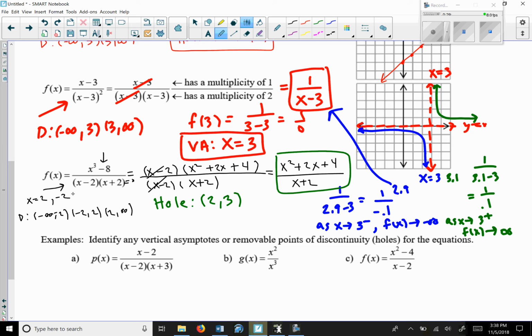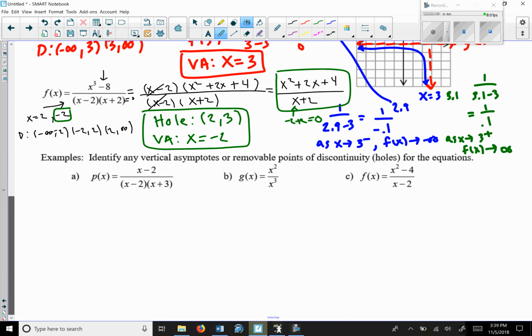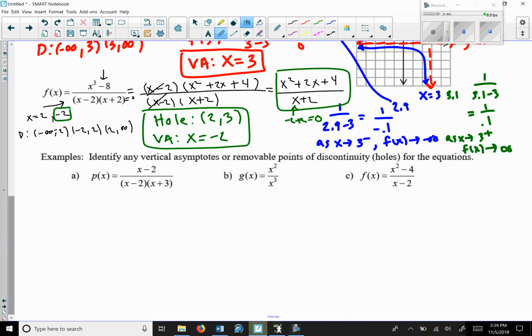Now if I plug in -2 for x, -2 plus 2 is equal to 0, which makes my denominator 0, and I can't have 0 in my denominator, so therefore I know that -2 is a vertical asymptote. And don't forget to write x equals -2 because a vertical asymptote is a vertical line. And that's it for my holes and vertical asymptotes there.